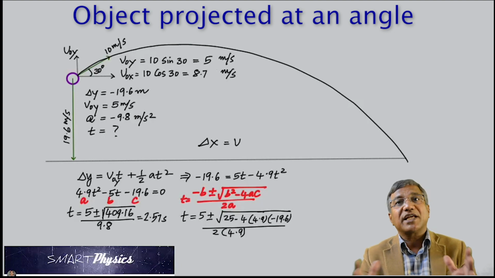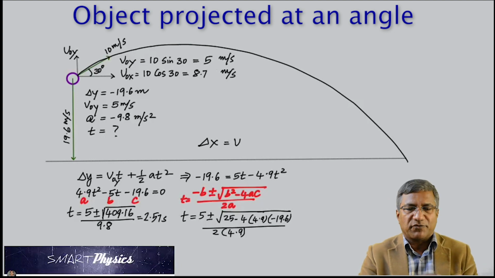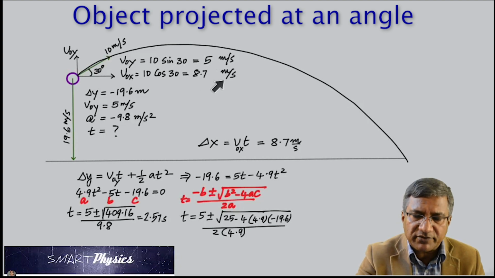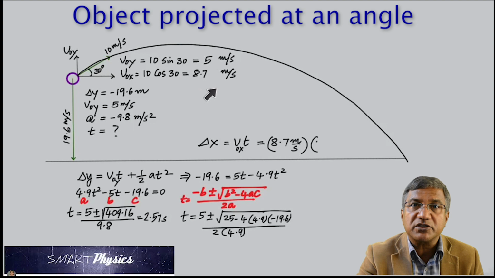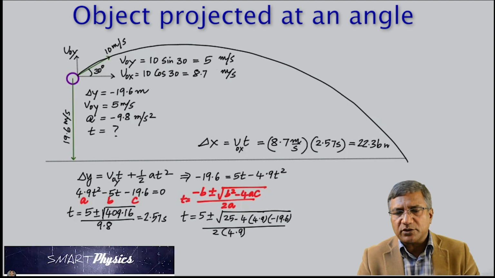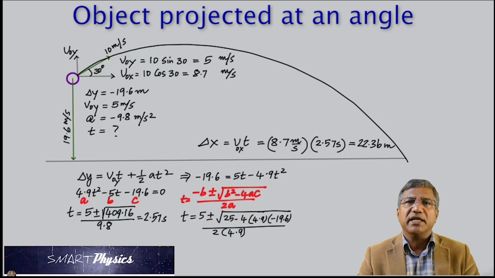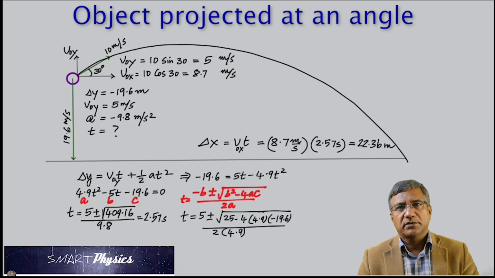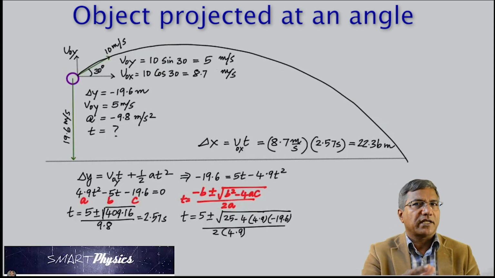All right, once you get the time, remember to find the delta x, we always use the same formula, which is Vox multiplied by time. Now, Vox is 8.7, wasn't it? 8.7 multiplied by the time that we just got, 2.57, that'll give 22.36 meter. That is how far it will fall. I hope you got that.